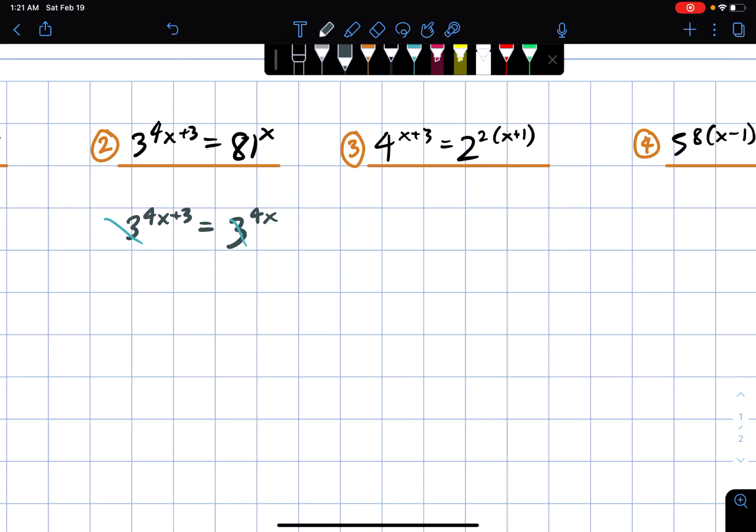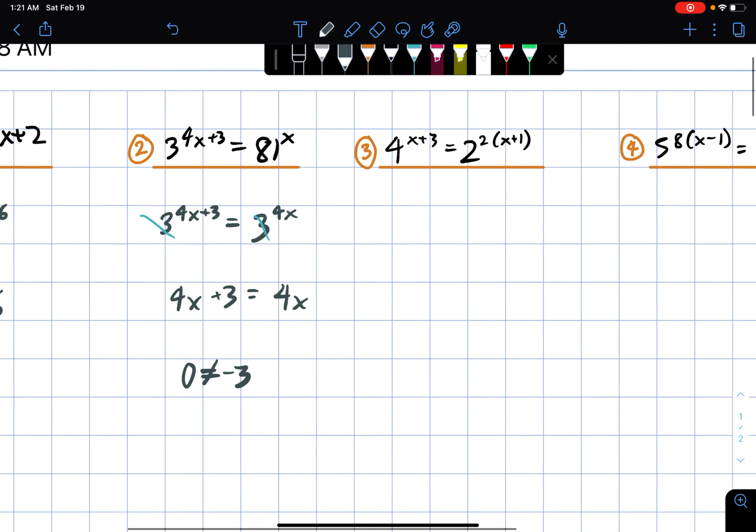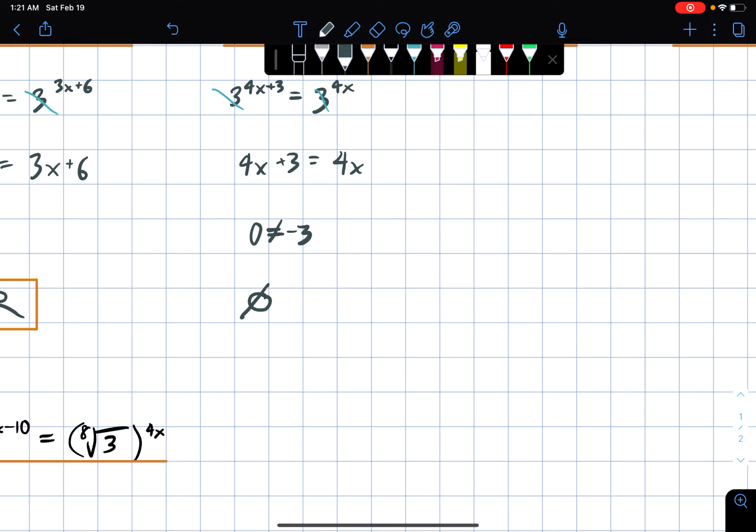Should the bases not be possible to make equal to one another, I'm not sure about that situation. But usually, exponential equations have bases that can be made the same, supposing that you're able to simplify them. So the exponents now become our bases. 4x minus 4x is 0. Transpose 3 to the other side, we get negative 3. 0 is not equal to negative 3. Therefore, we have a null set, or in other words, no solution.